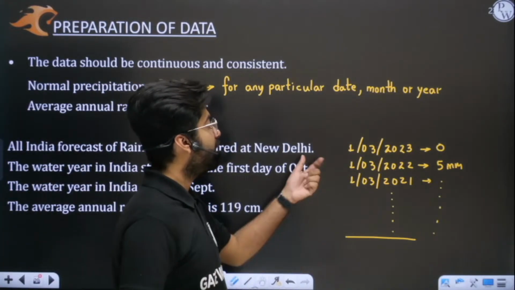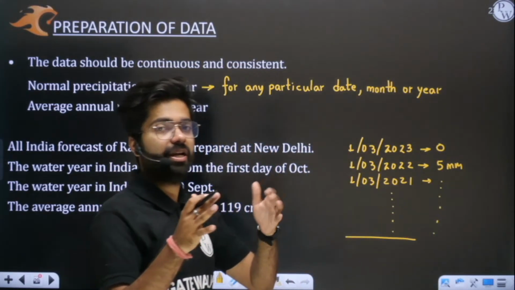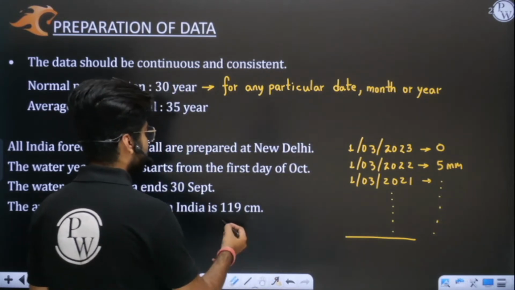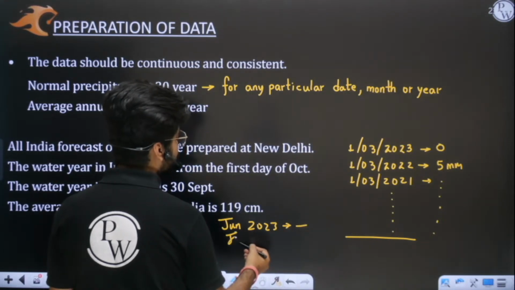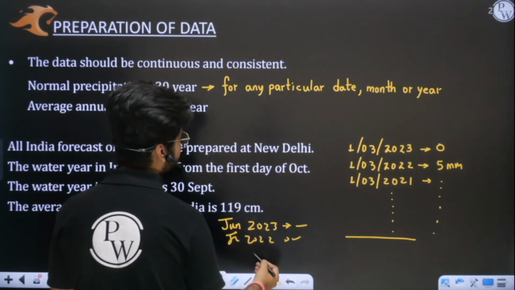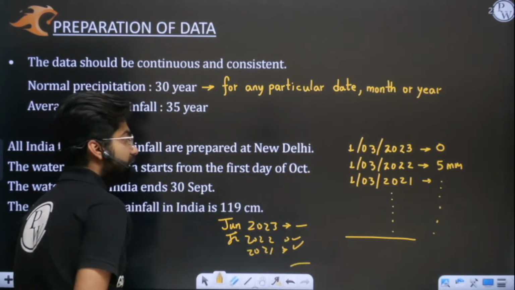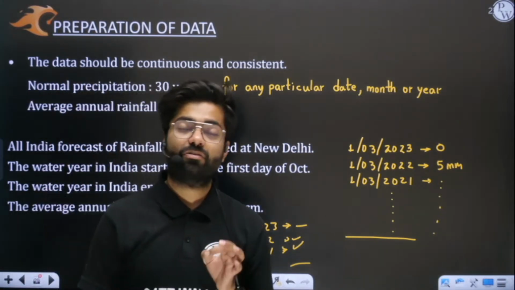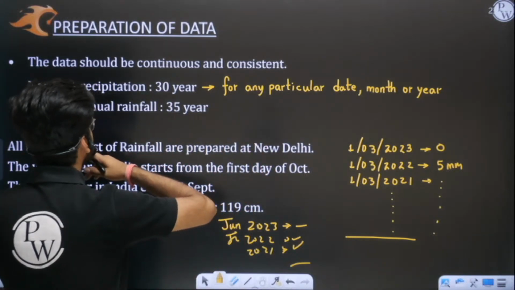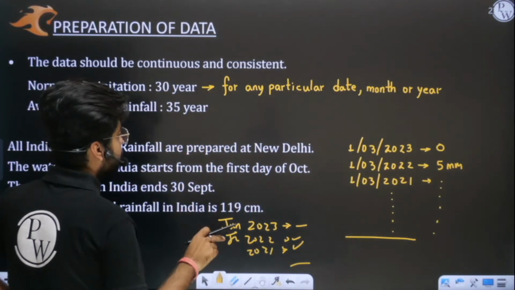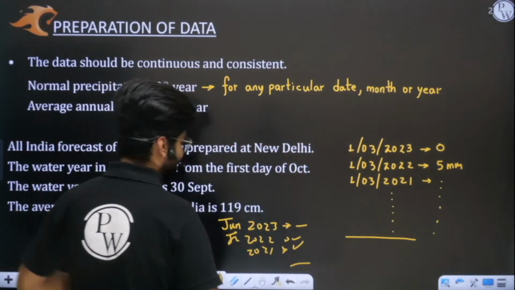Similarly, if we are considering a particular month instead of a date, such as, let us take an example of the month of June. Let us say June 2023 is experiencing this much rainfall, June 2022 is experiencing this much rainfall, 2021 is experiencing this much rainfall, and we are taking the average of the last 30 years. Then that will be your normal precipitation for the month of June.